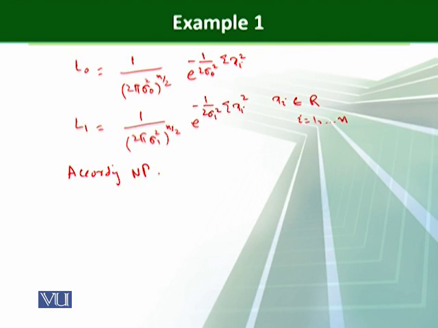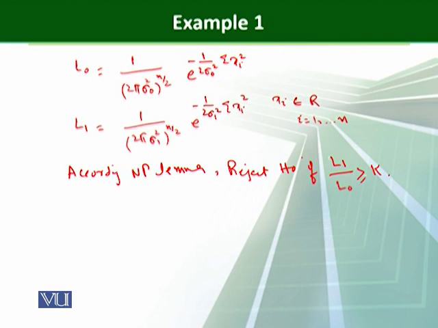Now according to Neyman-Pearson's lemma, reject H naught if L1 over L naught is greater than or equal to k, where k is a positive number and it is determined by the size condition.